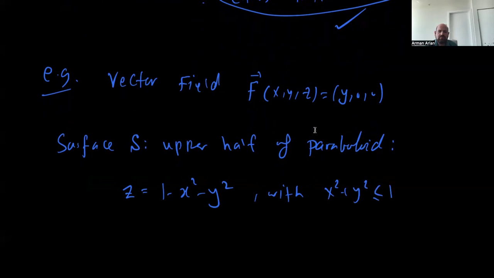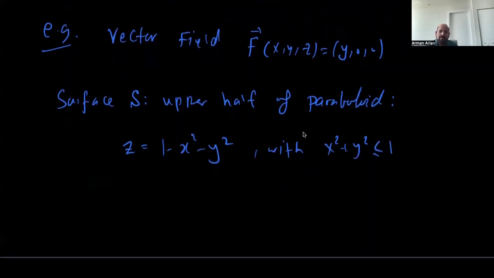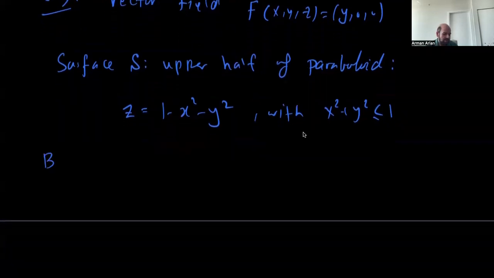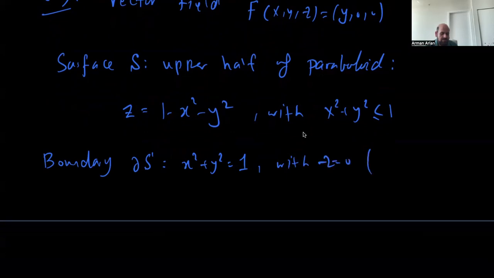So x squared plus y squared less than or equal to 1 will guarantee that 1 minus x squared minus y squared will be non-negative, so z will be non-negative, and that's why we are saying upper half of the paraboloid. And then the boundary of S here will be x squared plus y squared equals 1, with z equals 0, and again we assume we are covering it counterclockwise.